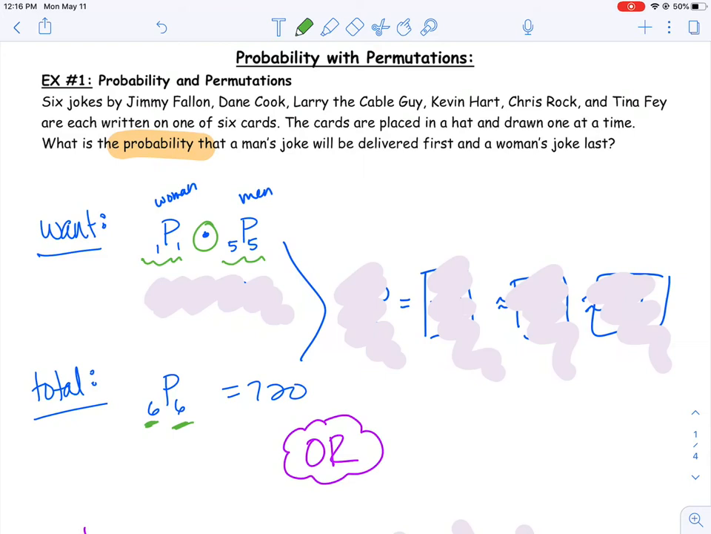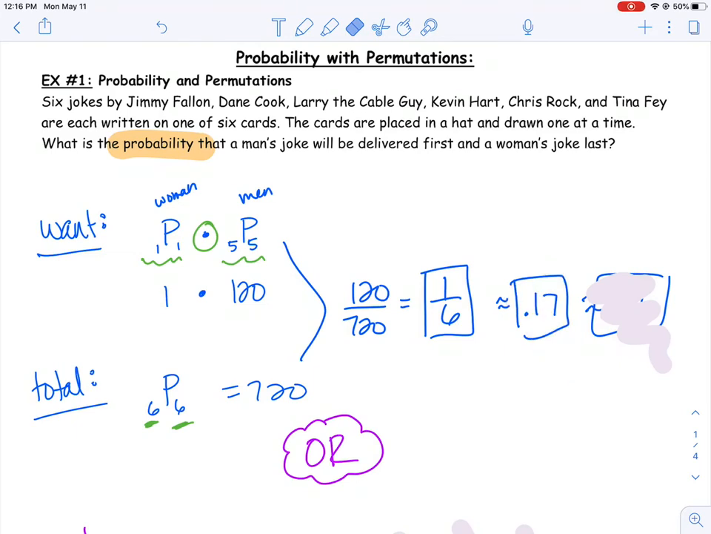We're going to pick men and women and put them all together. And so we're going to multiply those combinations, those different options together. And so using our calculator, I got 1 times 120, or 120 different ways we can pick the 5 men and the 1 woman. I have 120 want out of 720 total. If I reduce that, I get 1/6 or 0.17, or if they ask me as a percent, I can say there's a 17% chance that a man's joke will be delivered first and a woman's joke last.